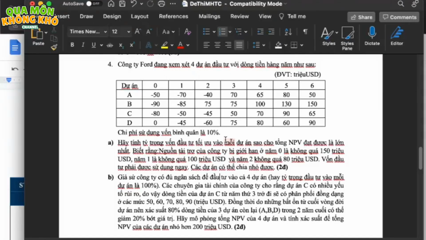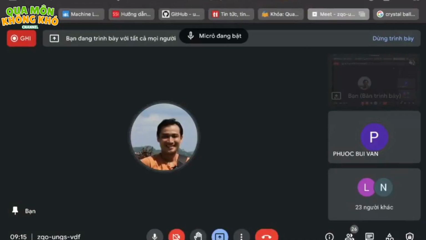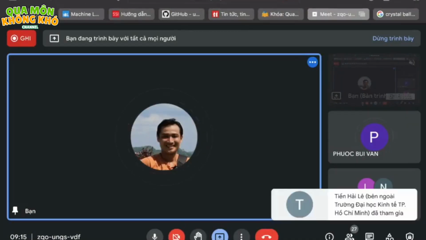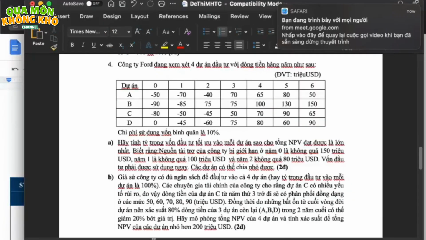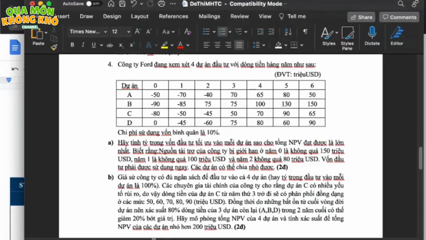Teacher, I'm here. Can I ask what function we use to calculate the 80% for the cash flow of the three projects A, B, D in the last 2 years? What function do we use in Excel?